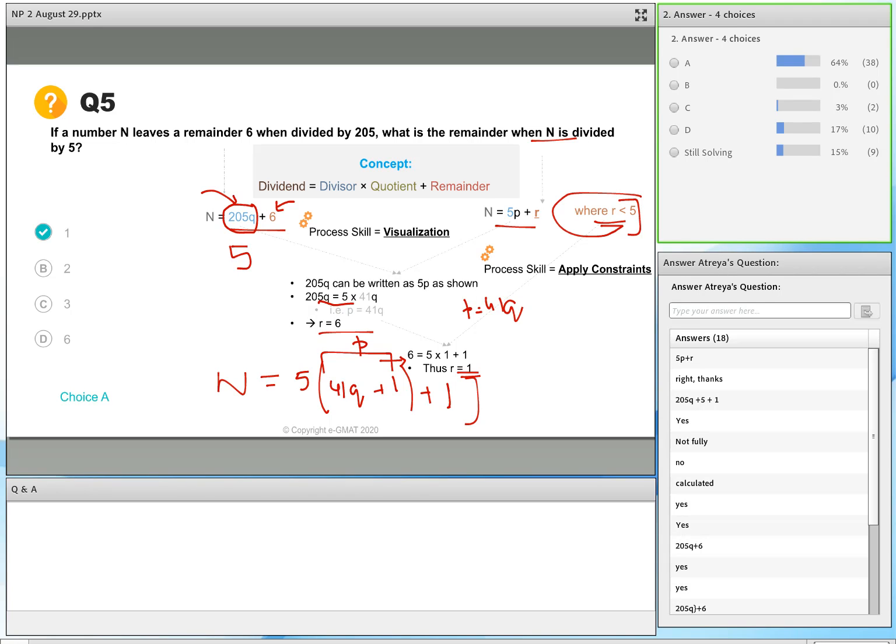Then I also need to divide 6 by 5, and I then get 5 times 1 plus 1. So when I have 5 times 41q plus 5 times 1, what I do is I take 5 common and write 41q plus 1, and then I had an individual 1 over here, so I'll write that out. So now this 5 times 41q plus 1 becomes my p, and the remaining part over here becomes my r. That is what we did over here.